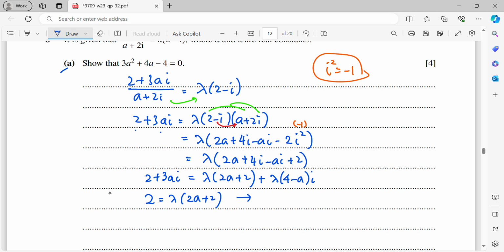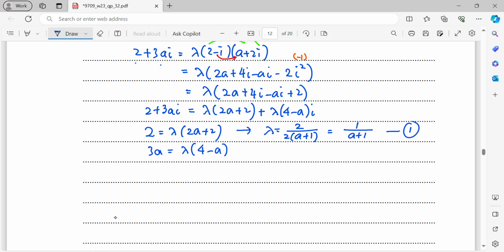That means my lambda is 2 divided by 2 brackets a plus 1, by factorizing the 2. Therefore, it's 1 over a plus 1. This is my lambda. Okay, now for the right hand side, I mean for the imaginary part, 3a equals to lambda times 4 minus a. Then now I will just substitute my lambda from the first equation into the second equation. So substitute first into second.